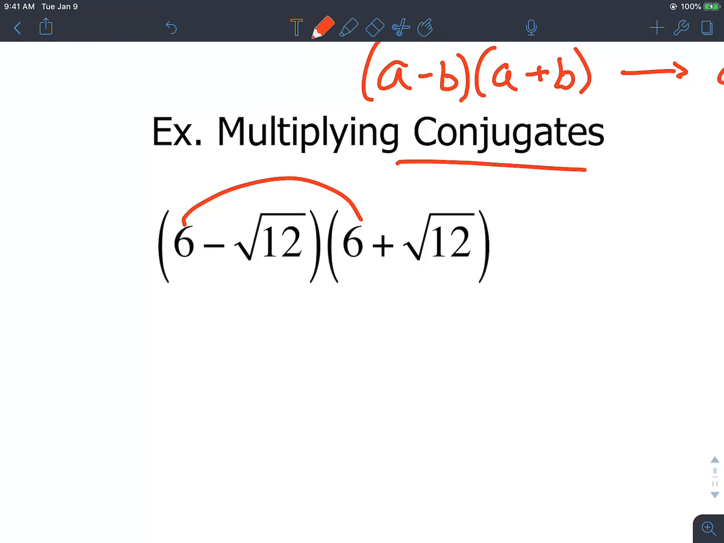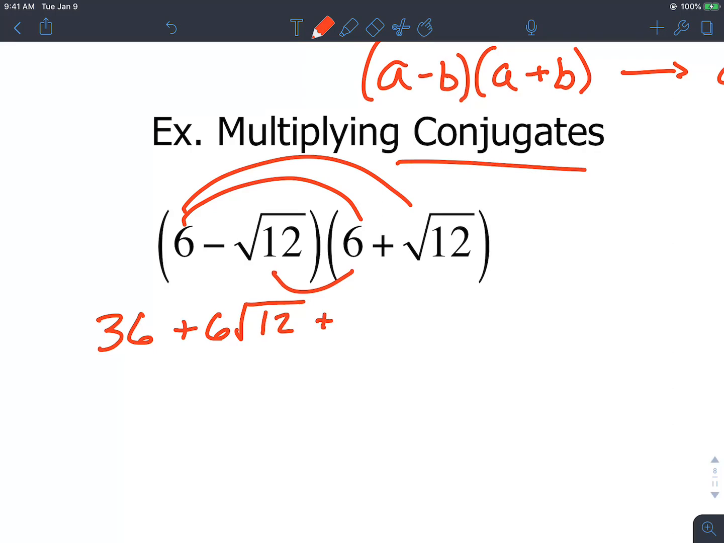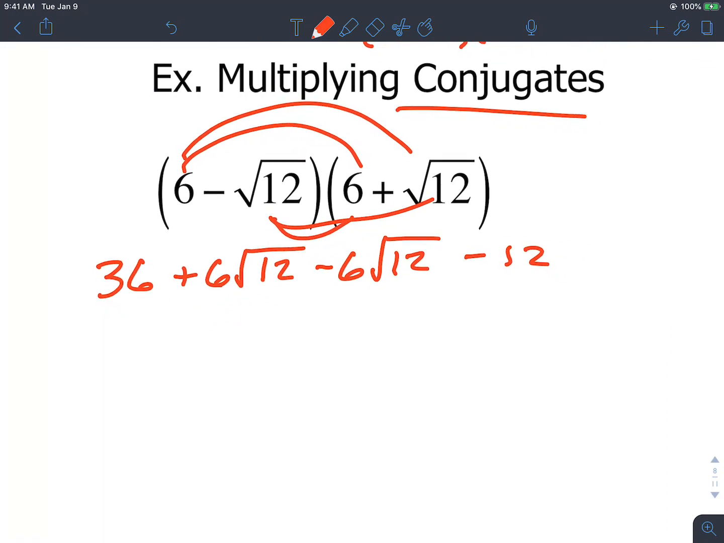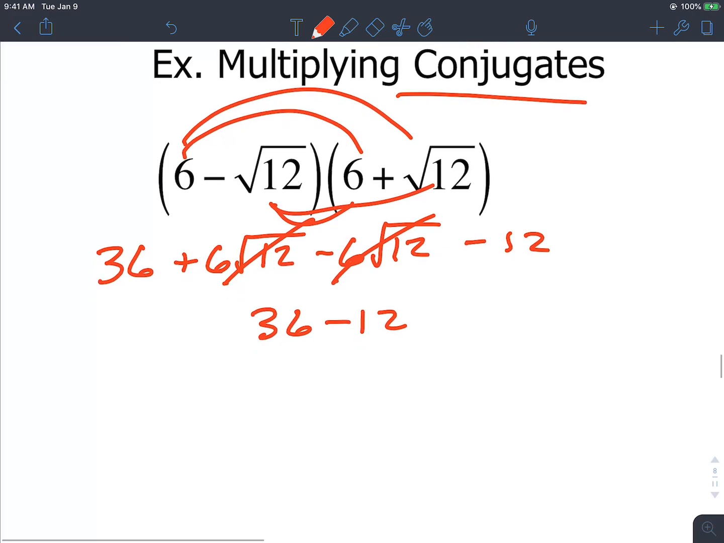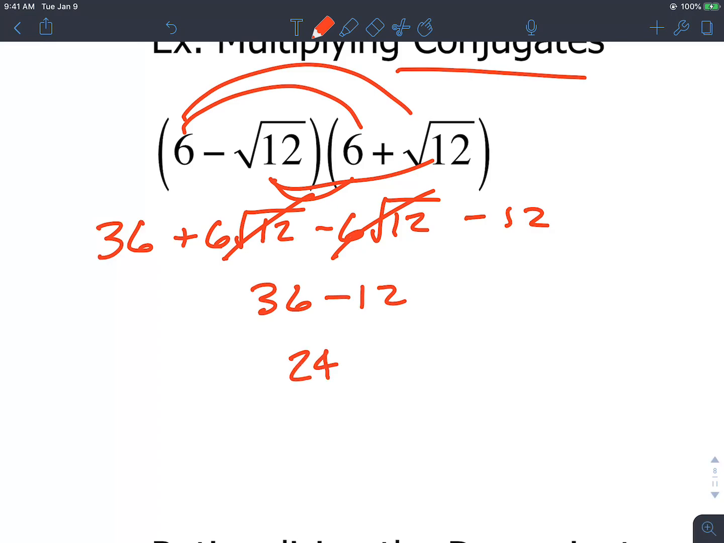So if you do this one here, 6 times 6, obviously 36. And then 6 times square root of 12 is just 6 square root of 12. And then negative square root of 12 times 6, this will be negative, actually, negative 6 square root of 12. Notice you've got the same thing there. And then square root of 12 times square root of 12 will be the square root of 144, but that'll be just 12. And also it'll be a minus since it's a negative root times a positive root, so that'll be minus 12. Okay, and then the middle terms actually cancel each other out since they're conjugates. So this winds up being just 36 minus 12, which we can say is 24.